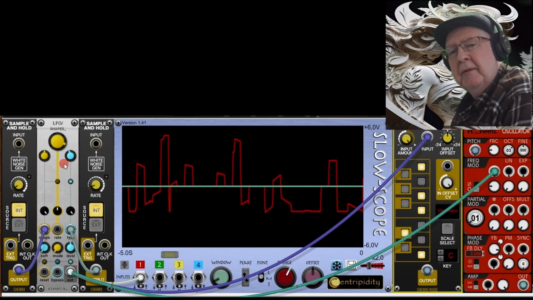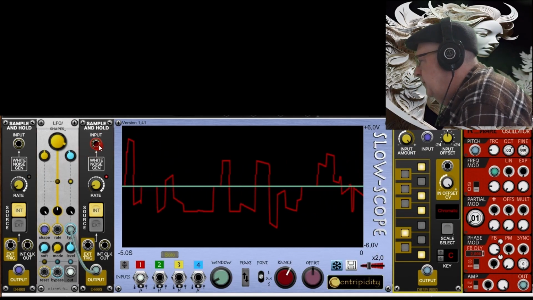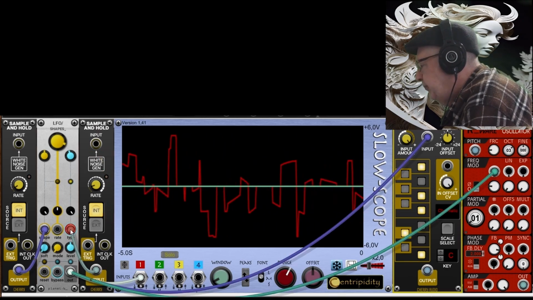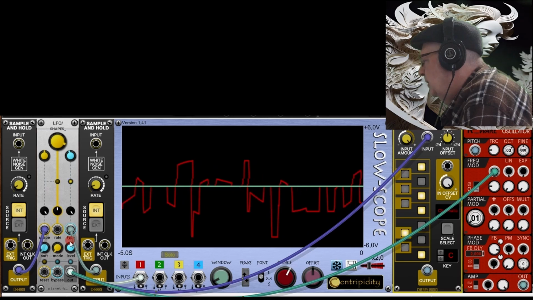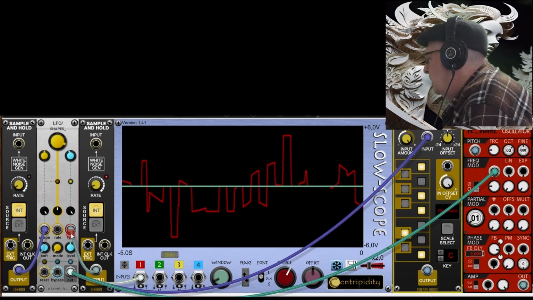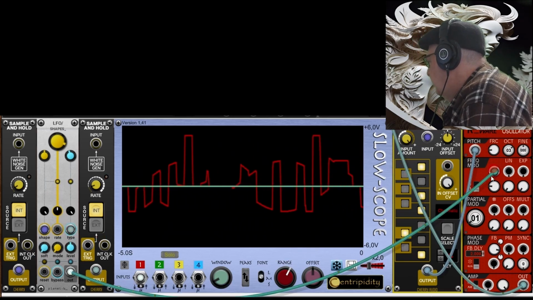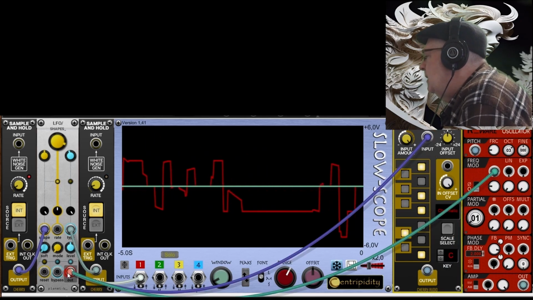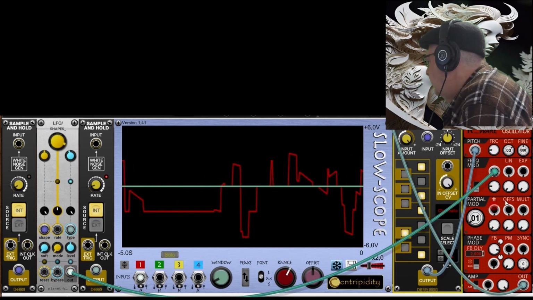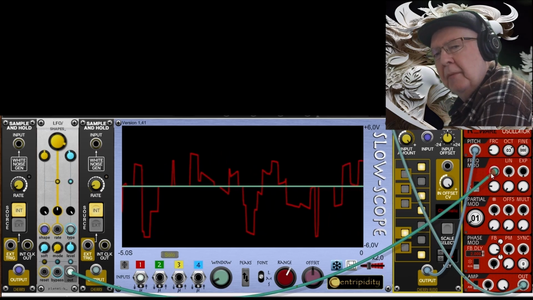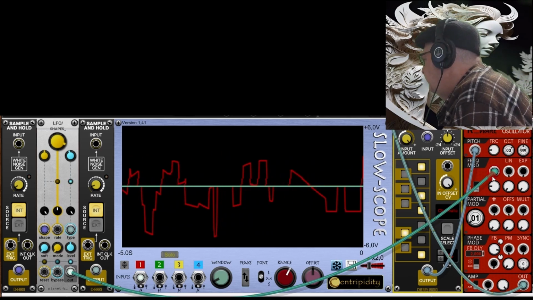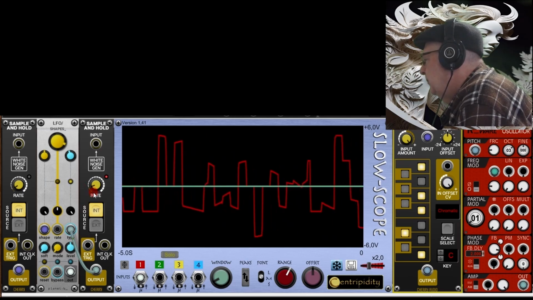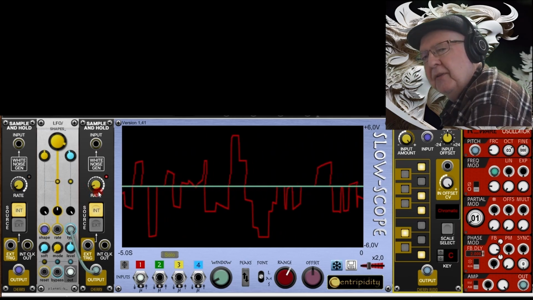I've taken the second sample and hold unit here and modulated the type parameter of the LFO, and I let the LFO modulate the pitch of the partial oscillator through a quantizer, and additionally I let the LFO modulate the fractalization amount of the partial oscillator. Let me change the sample and hold rates a bit.